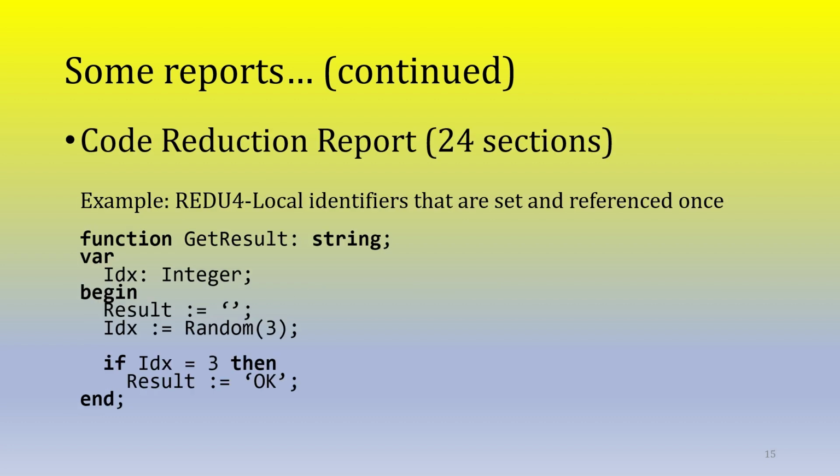The reduction report displays, for example, unused identifiers. In this simple example, REDU4 is reported for the variable IDX because it is set and used once. The code reduction would be to write the if condition as if Random(3) = 3 instead, thus eliminating the need for the variable. Sometimes, there may of course be reasons to use a variable this way, for example, to simplify the code and to make it easier to understand.